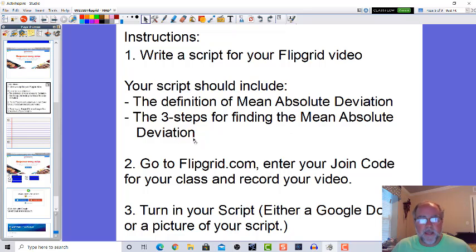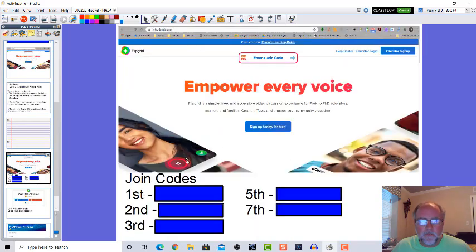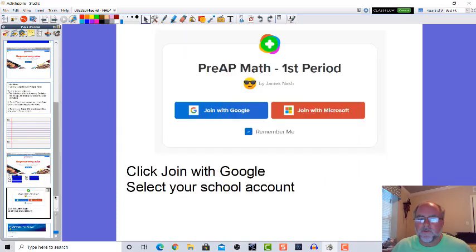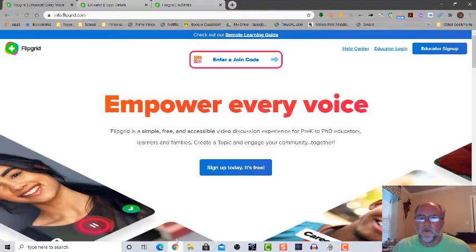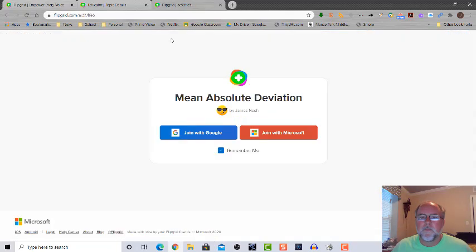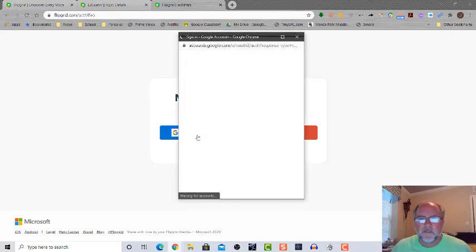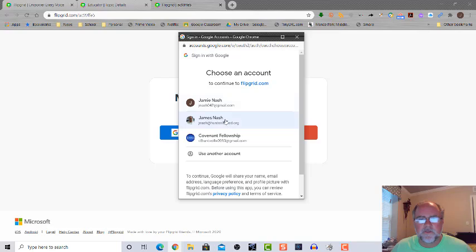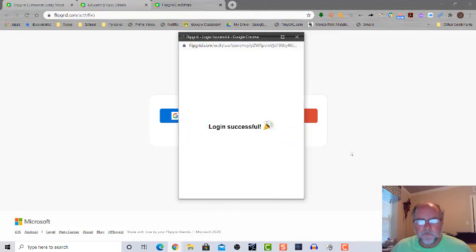Now once you've done that, you will then go to your Flipgrid here, join your code, or hit your join code, and then you're going to record your video. So this is kind of what it looks like. You go here, you hit your join code, and then you get this scenario here. Mean absolute deviation. You're going to hit join with Google. You're going to select your account, and please make sure that you select your school account.